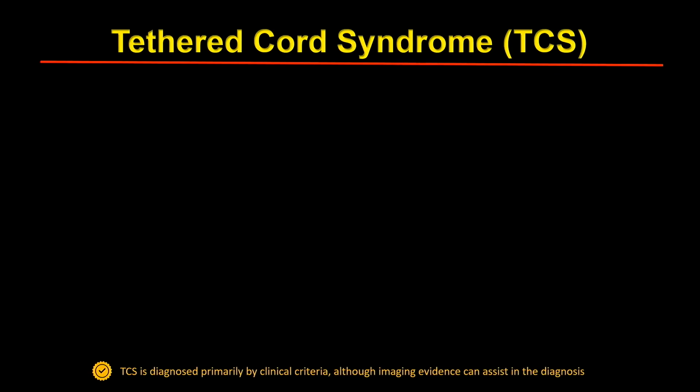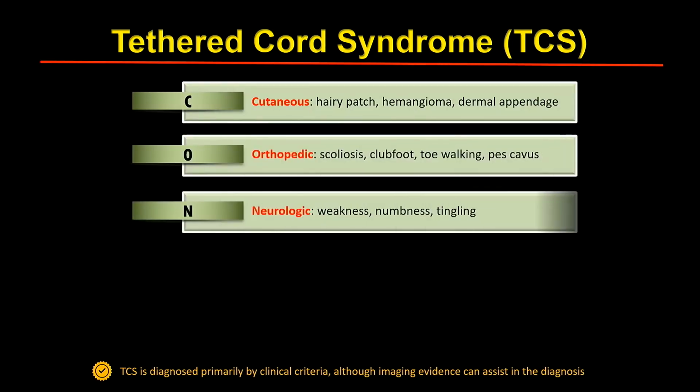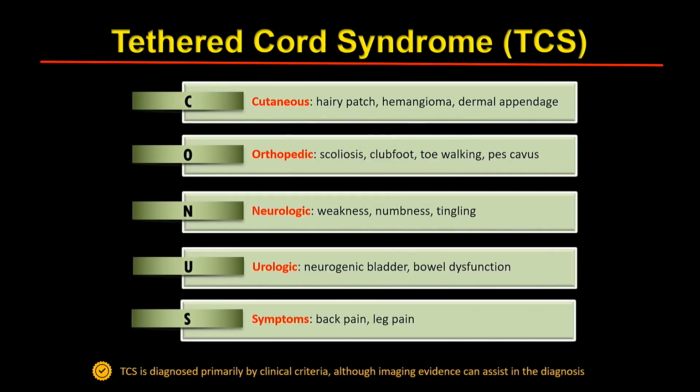Now, as I said in my question, tethered cord syndrome can be purely a clinical diagnosis. There's a very, very small subset of patients where the imaging is completely normal, the conus is normal in position, the filum is not thickened, and they have all the symptoms of tethering. So what are these symptoms of tethering? The mnemonic is very easy. It's called CONUS.